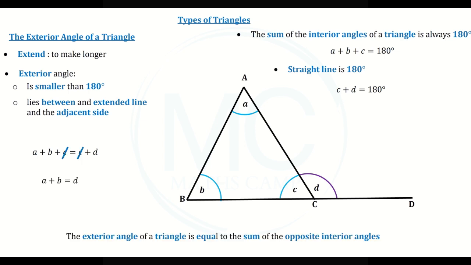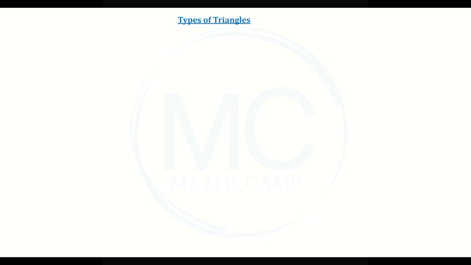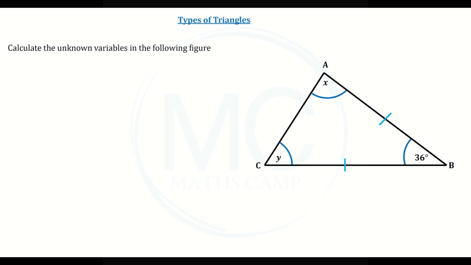This means that the exterior angle of a triangle, which in this case is D, is equal to the sum of the opposite interior angles, which in this case are A plus B. Please make sure to learn this rule as you will use it throughout geometry. Now, I'd like to look at some examples of how we work with triangles. Calculate the unknown variables in the following figure.